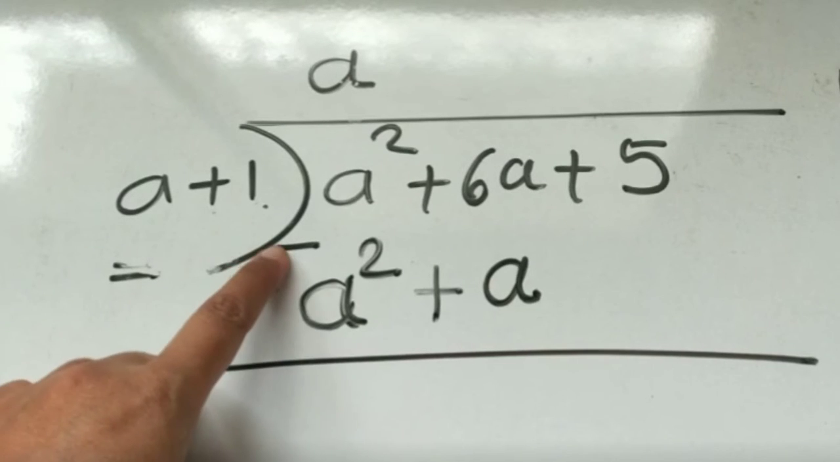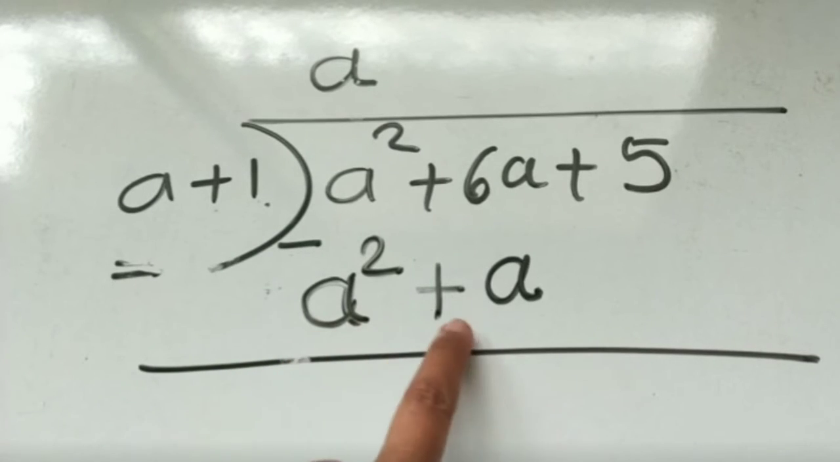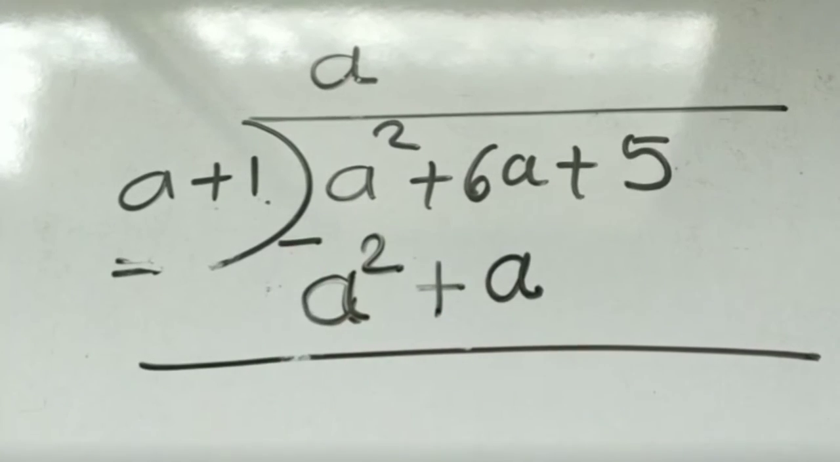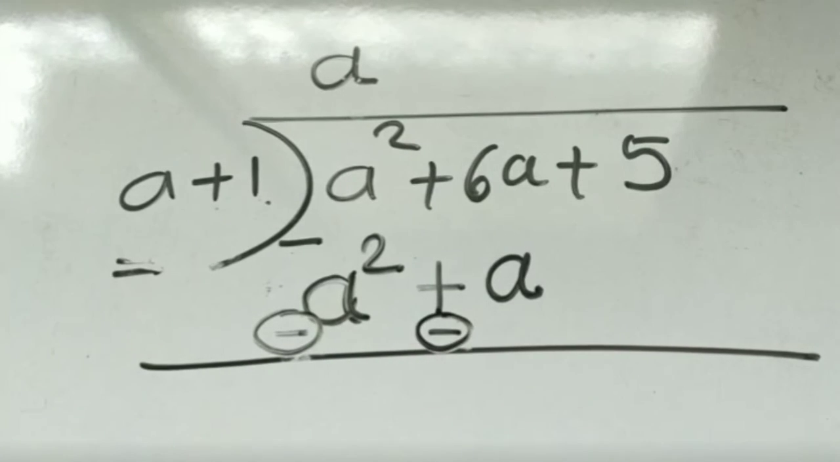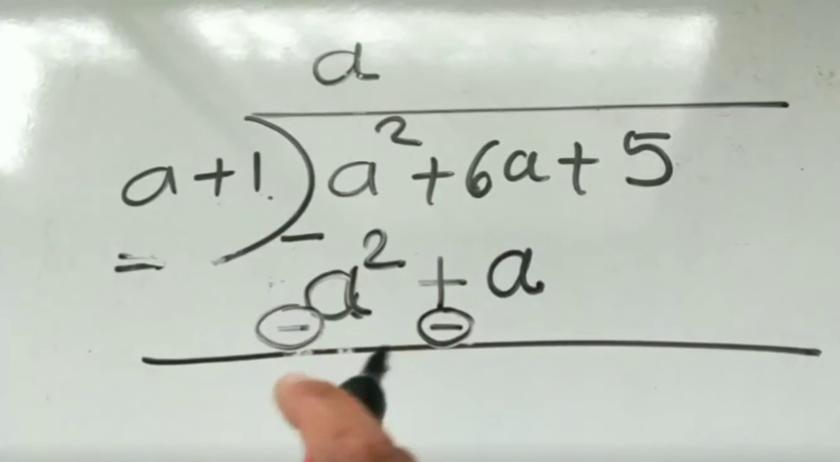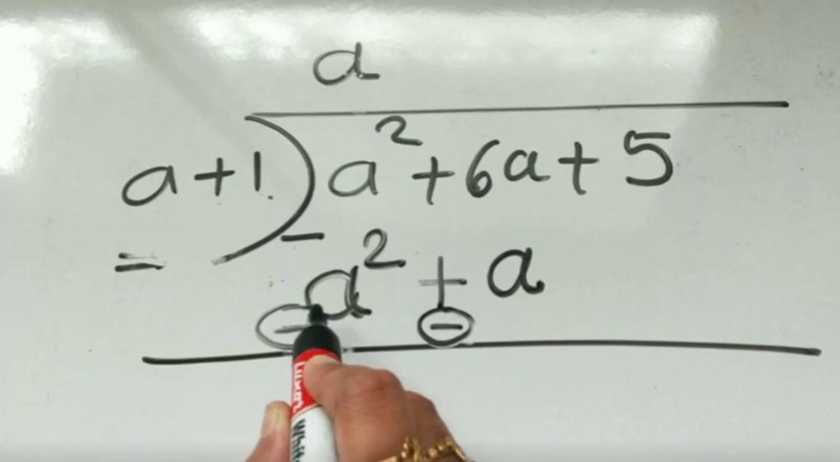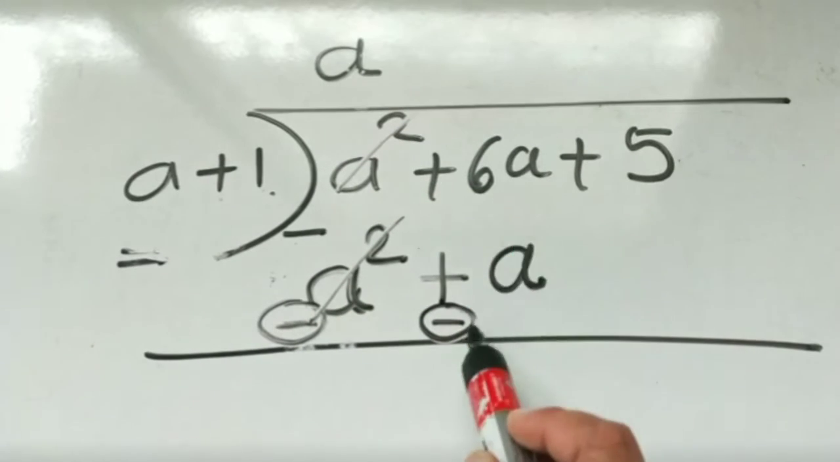While doing subtraction, it is compulsory that you change the signs of these two terms. The signs of the second polynomial will change due to this subtraction. So here I am going to write minus, here I am going to write minus. Okay? And now think about it. Plus a square minus a square. Now this sign is the changed sign of that particular term. Plus a square minus a square will get cancelled.